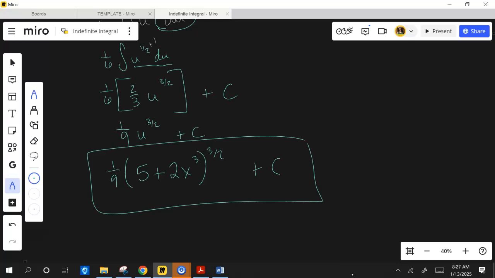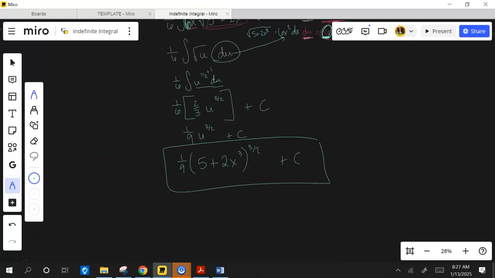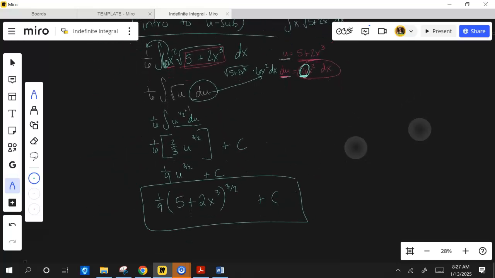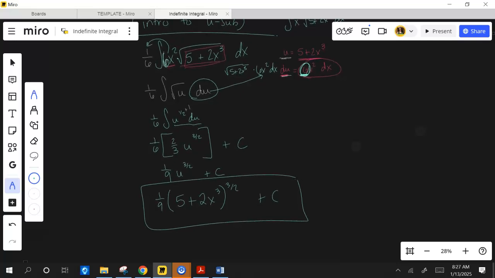We're going to do plenty more. Let u be the highest degree function. That's the easiest way I think to remember. If you're dealing with polynomials, let u be the highest degree. But you always want to find what you could take a derivative of and have it be present in your integral. These take practice on recognizing the u and the du.